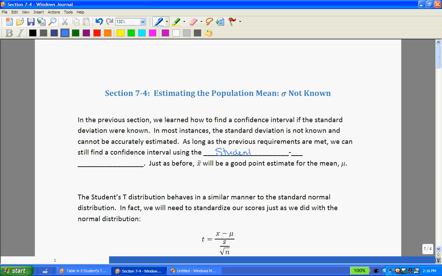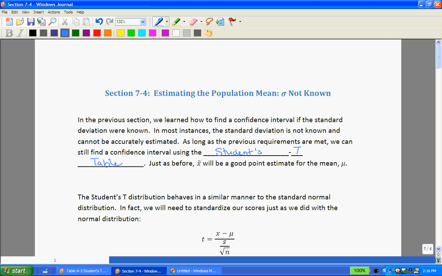the student's t-table. Just as before, x bar will be a good point estimate for the population mean, mu. Now the student's t-distribution behaves in a very similar manner to the standard normal distribution. So we still have that bell-shaped curve. The t-curve, though, tends to get wider at the tails faster. So it has a little bit more variability in it than the normal distribution.